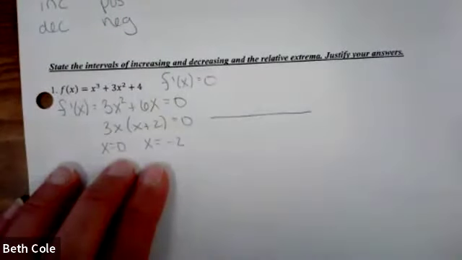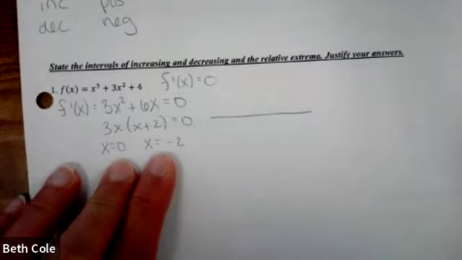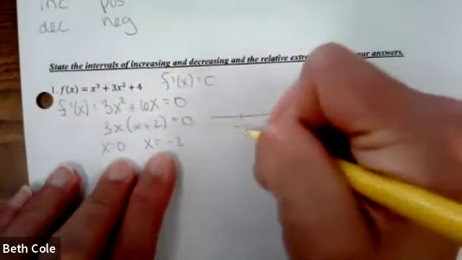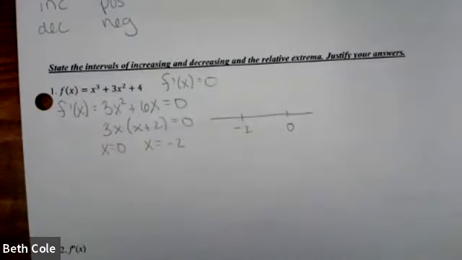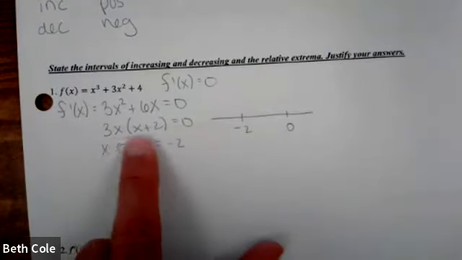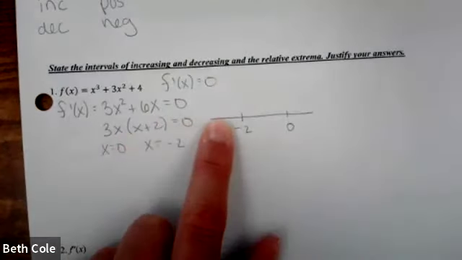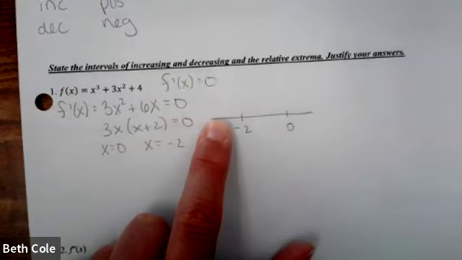Now, people always get excited. Oh, I found the answers. 0 and -2. On a number line, -2 comes before 0. So just make sure you don't get so excited you found the answers that you put them in the wrong order. So be careful. So I'm looking at my derivative that I factored here. You don't need to work this out the whole way. You just need to figure out whether it's positive or negative.